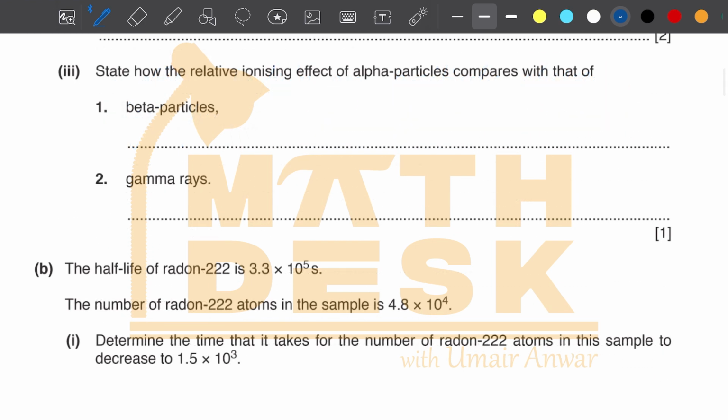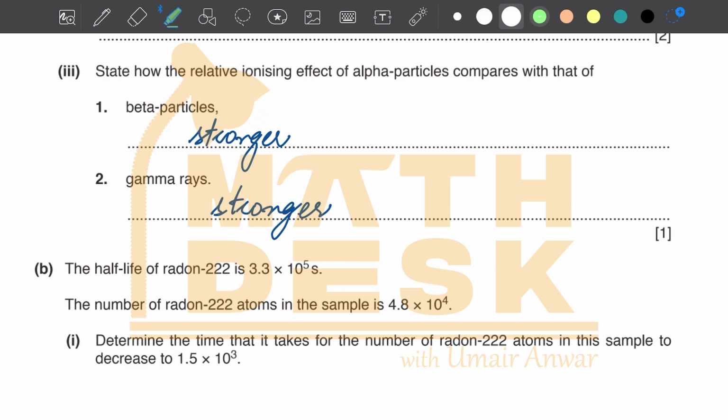In the third part, the question says state how the relative ionizing effect of alpha particles compares with that of beta particles. So the ionization effect of alpha particles is stronger as compared to beta particles, and when we compare the ionization effect of alpha particles with respect to gamma rays, still the alpha particles have a stronger ionizing effect because of having a larger amount of charge.